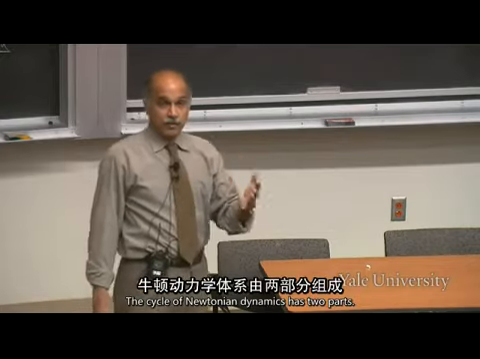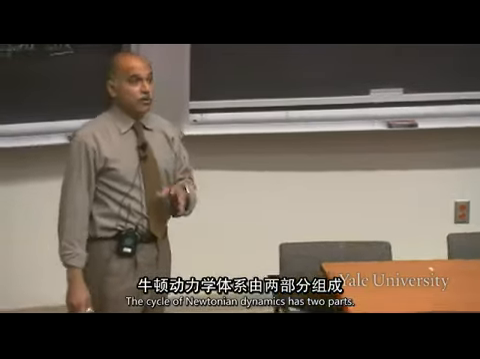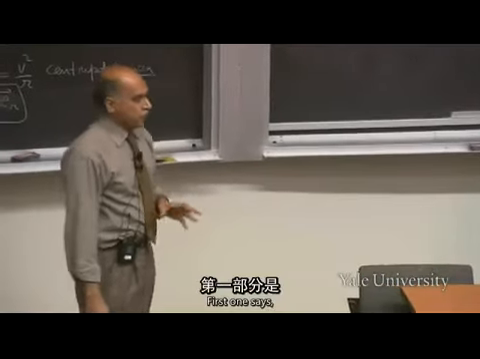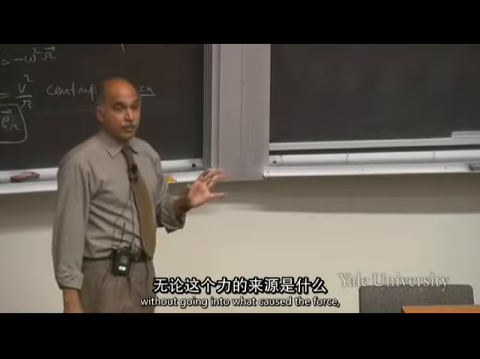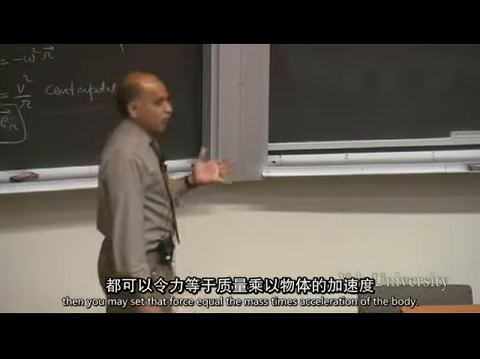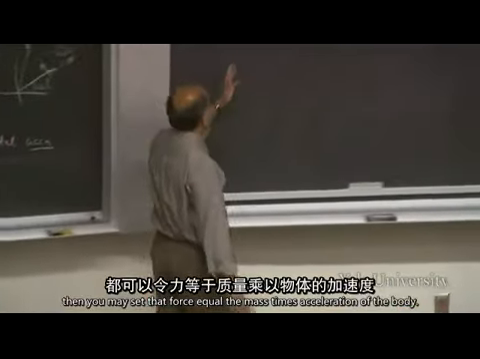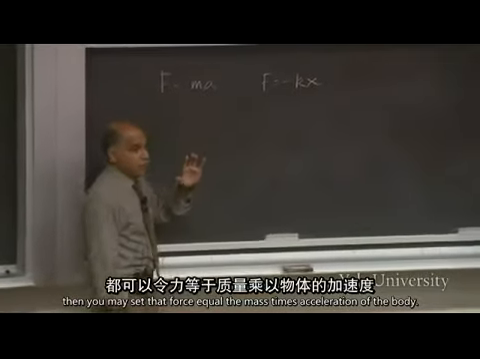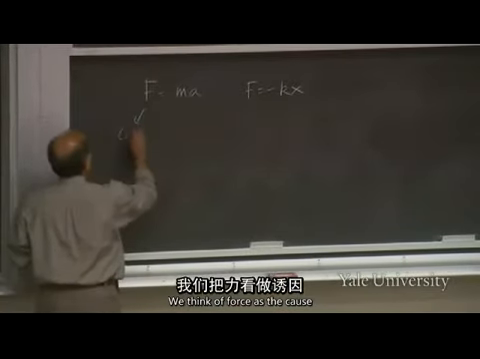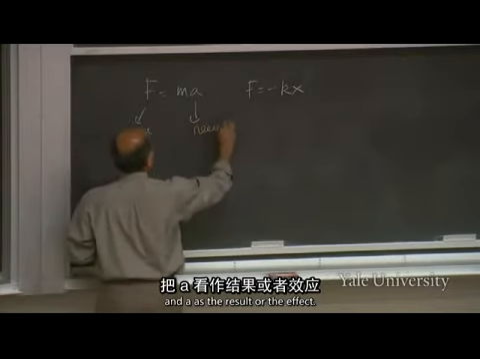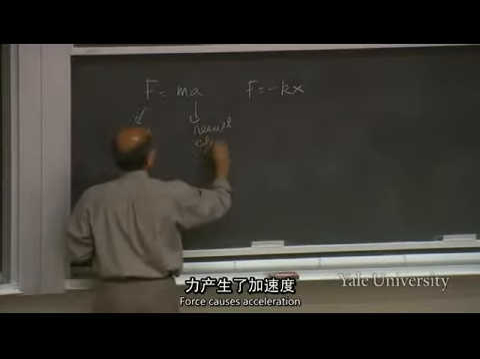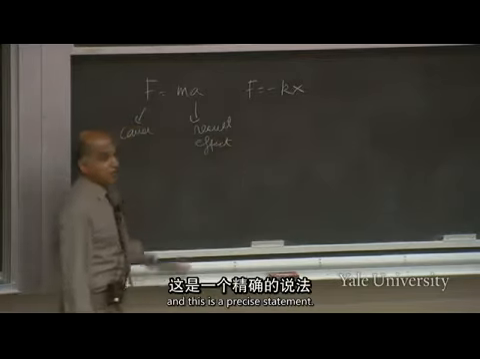So the cycle of Newtonian dynamics has two parts. First one says, if you knew the force acting on any body, without going into what caused the force, then you may set that force equal to the mass times acceleration of the body. We think of force as the cause and a as the result or the effect. Force causes acceleration, and this is a precise statement.